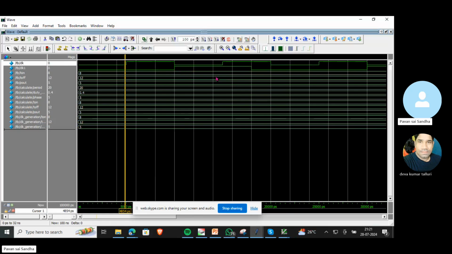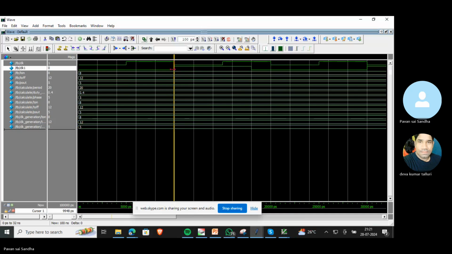And I have generated the T on for 8 nanoseconds. It must be high. What is the value here? 10 picoseconds. That means it must be 18. Exactly, it is at 18. 18 minus 10, we are generating the T on for 8 nanoseconds. And here it is 18. So it must be 30. 30 minus 18, we get 12. For 12 nanoseconds, we are generating the T off.